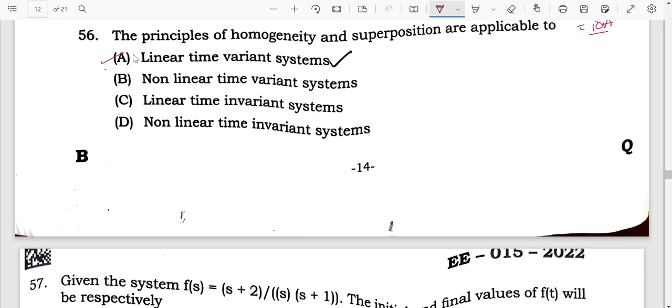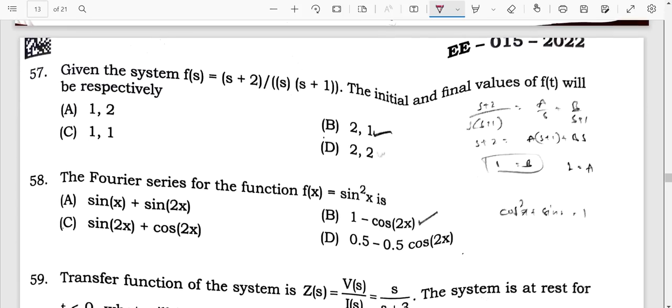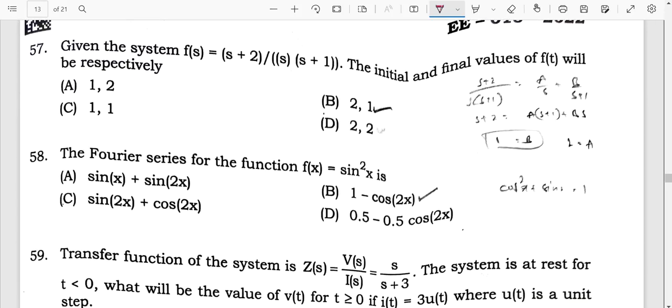So the answer is linear time variant systems here. Next, move to question number 57. Given the system F(s) = (s+2)/(s(s+1)), the initial and final values of f(t) will be.